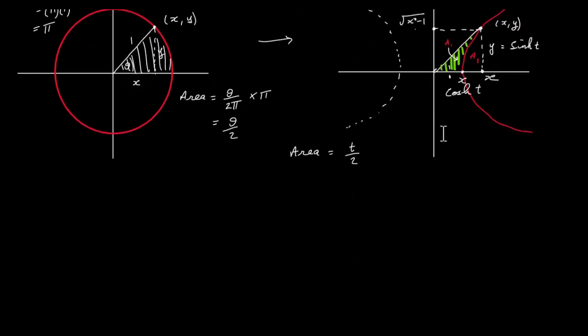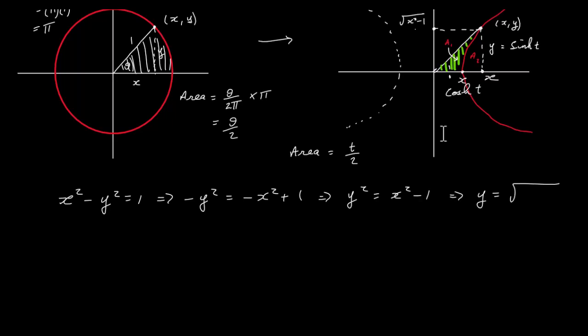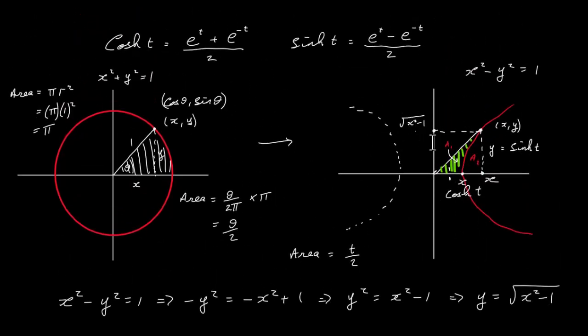The equation of our curve is x squared minus y squared is equal to 1. That'll give us minus y squared is equal to minus x squared plus 1. Change the signs, y squared is equal to x squared minus 1, and then finally y is equal to the square root of x squared minus 1. We're just going to take the positive version here because we're dealing in the first quadrant. Okay, so that's where this square root of x squared minus 1 comes from.